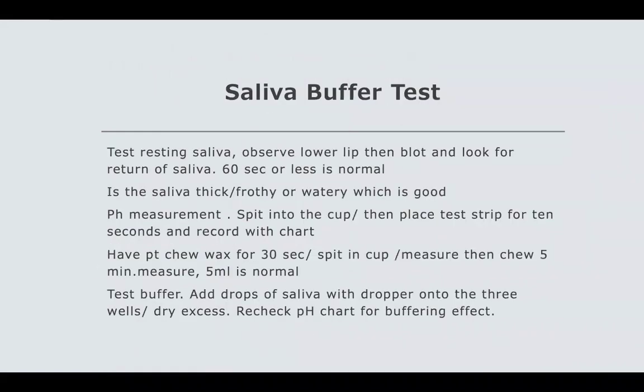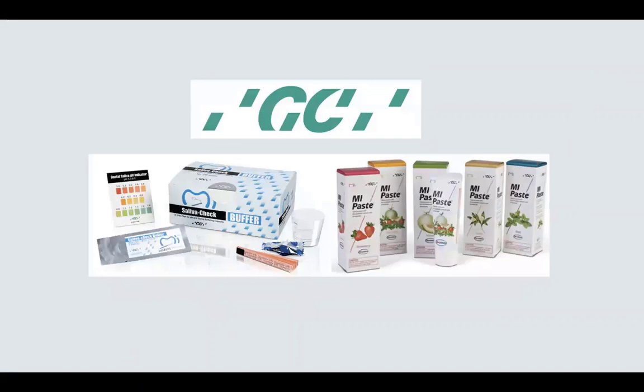Saliva buffer test, it's good. This is another GC product, and it's a little kit. You buy a little box, and it comes with all these little things. What's nice about this is you can do this buffer test right at the chair with the patient. They spit into this little thing, and you put a drop onto this little paste, and then you come up with a reading, and you can show the patient how effective their saliva is in buffering the acids that come into their mouth. This is better than showing them just a book or something else. This is their saliva, and this is what's happening at that time.